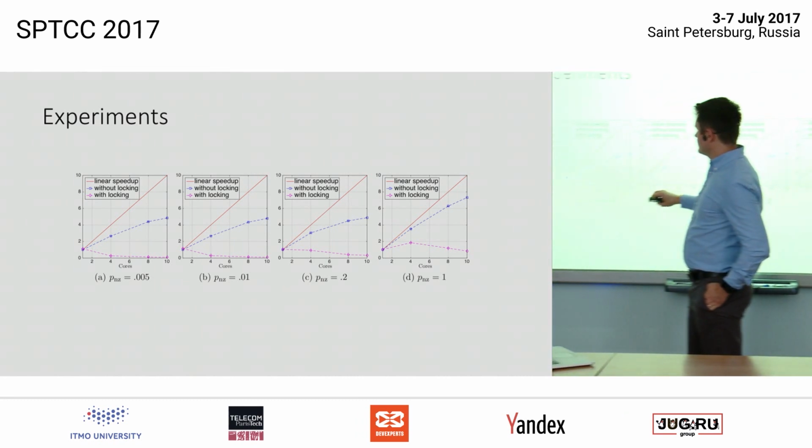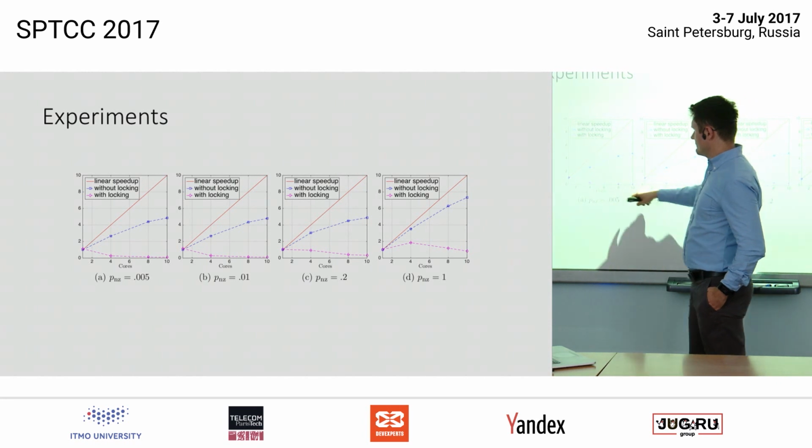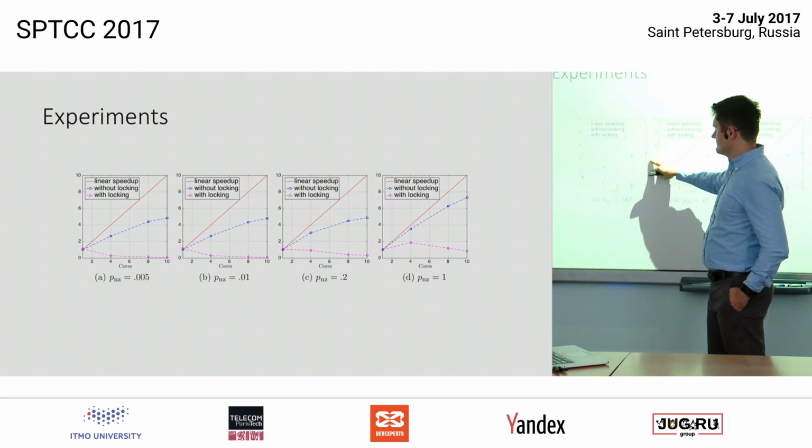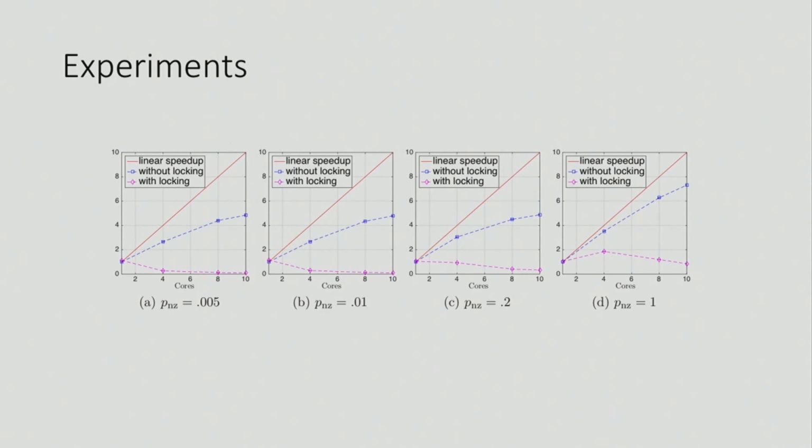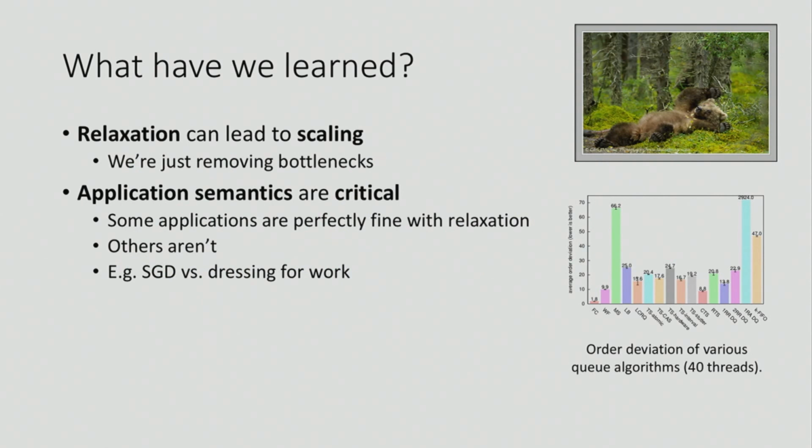So anyway, these are some experiments from some work we did where we compared various versions. As you can see, locking or not locking really is the difference between scaling and not scaling for various instances of this algorithm. So I thought this was an interesting instance of relaxation because it's total relaxation. There's practically nothing non-relaxed here.